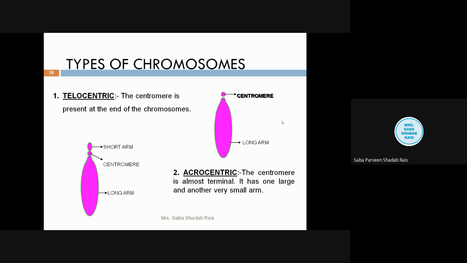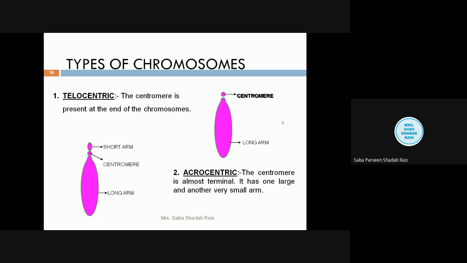Now children, at metaphase, I told you the chromosomes show their exact length and shape, but when anaphase happens, the separation of the chromosomes occurs, right? So at the time of anaphase, this chromosome will appear I-shaped, but in the case of humans, such chromosomes are absent.